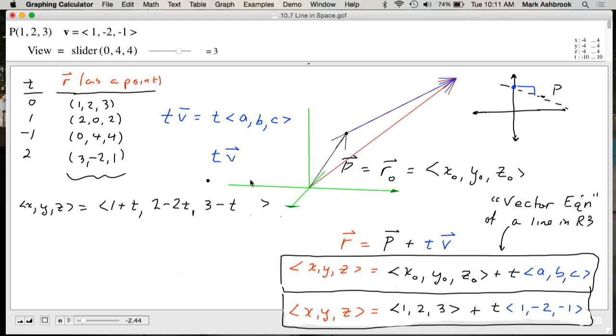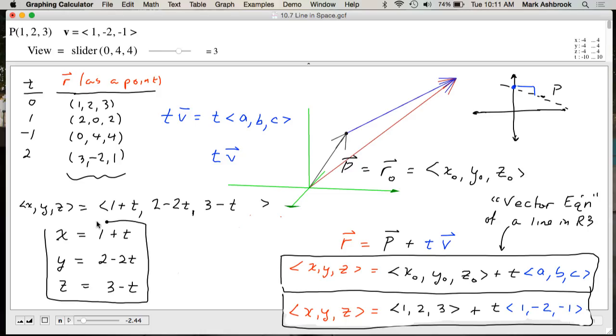So what I can do here is I can now separate out the components. By separating out the components, what does x equal? 1 plus t. Y equals 2 minus 2t. Z equals 3 minus t. So this is a different way to express the exact same line. So down here, this is the vector equation of the line. This is called the parametric equations.